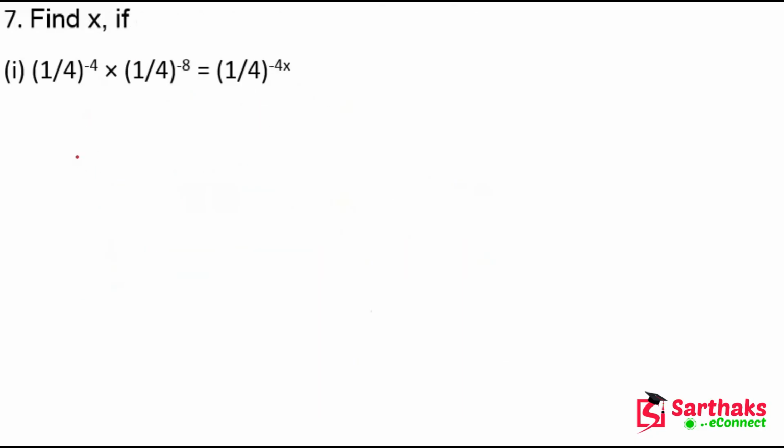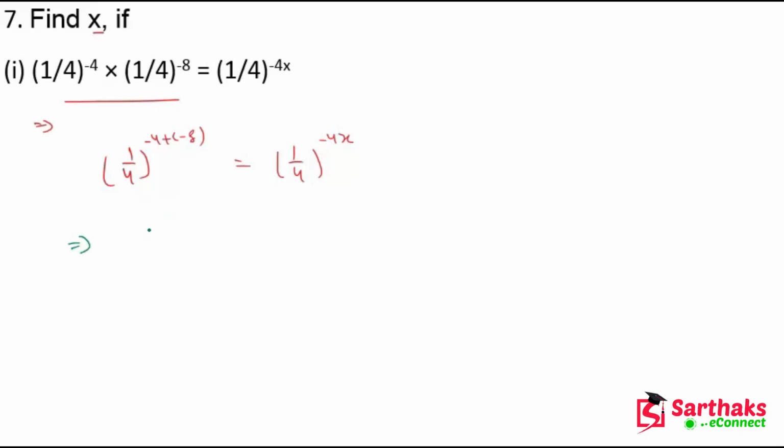Now the next question is find the value of x. Here we have (1/4) raised to power minus 4 into (1/4) raised to power minus 8, and it equals (1/4) raised to power minus 4x. You can observe the base is the same, so the powers will be added because the operation is multiplication. So (1/4) raised to power minus 4 plus of minus 8 equals (1/4) raised to power minus 4x. What is minus 4x?